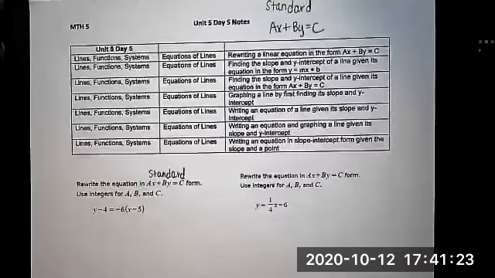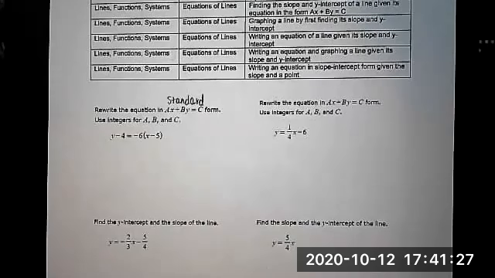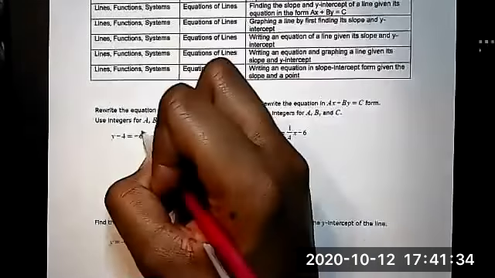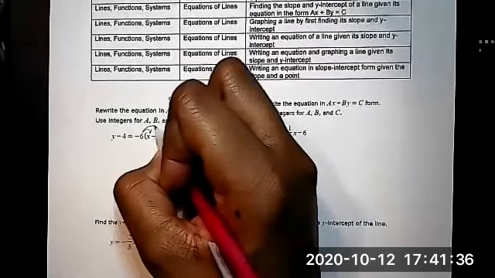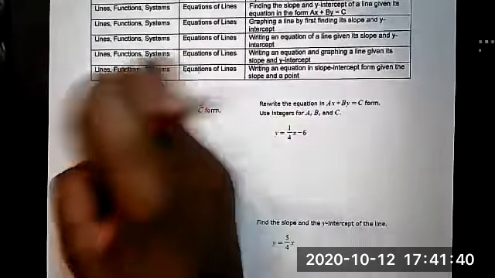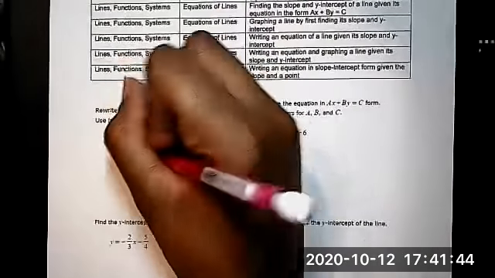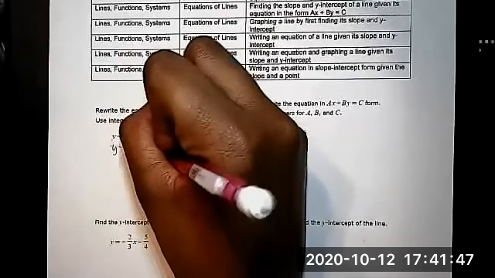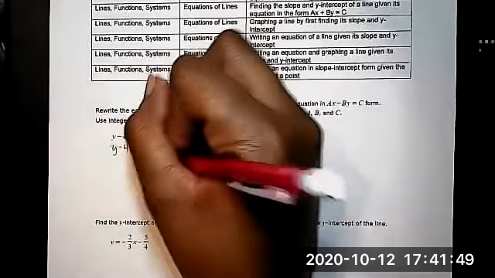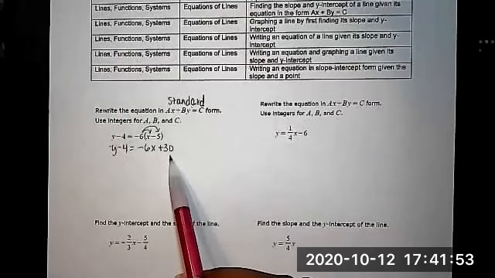All right, so for the first problem, we have y minus 4 equals negative 6 times x minus 5. So basically, first you're going to distribute, which means you're going to multiply negative 6 by both. Y minus 4 equals negative 6x plus 30. Okay, negative 6 times x is negative 6x. Negative 6 times negative 5 is positive 30.